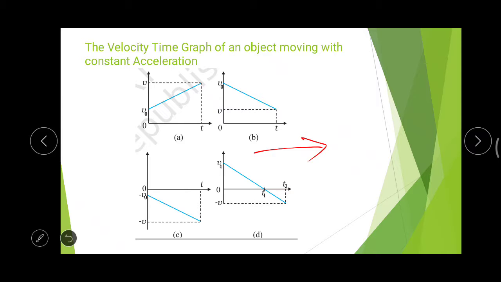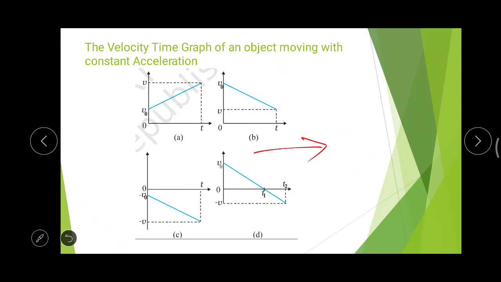Come to the third graph, C. Here you can see when time increases, the magnitude of velocity is increasing, but the direction of motion is negative. As the time increases, the magnitude increases, and the direction of motion is in the negative x direction. So we can say the object is moving in the negative direction with a negative acceleration.